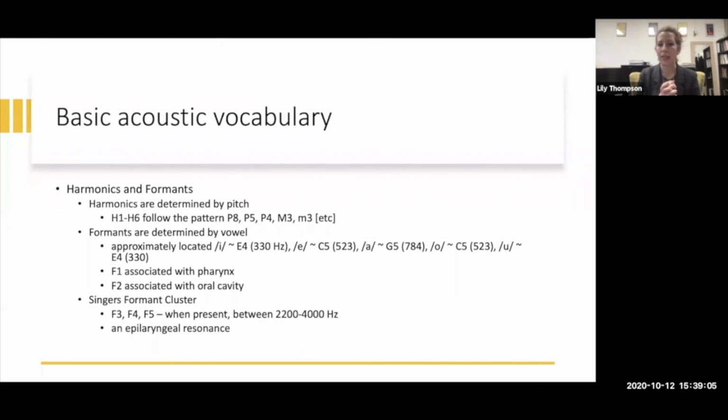These locations, again, in these predetermined places according to vowel, for the first formant, are in these locations I have here. So the E vowel and the U vowel both have a first formant in the area of 330 hertz, which is about E4. The A and the O vowel both have a first formant location at approximately 523 hertz, which is around C5. And then the ah vowel has this predetermined location of approximately 784 hertz, which is the G5. The first formant we associate with the pharynx. The second formant we associate with the oral cavity.